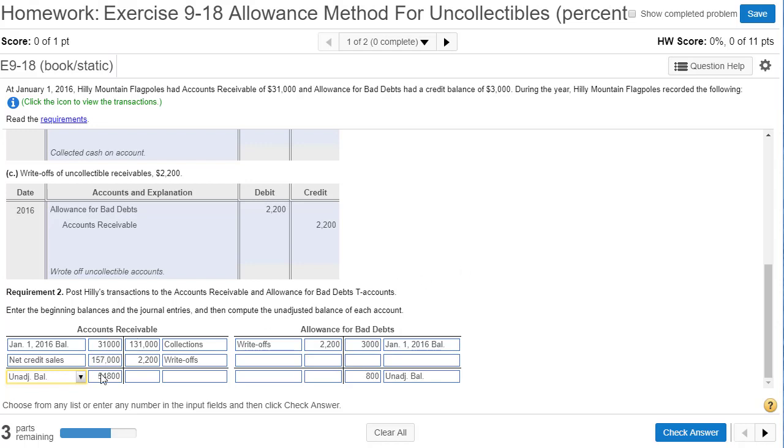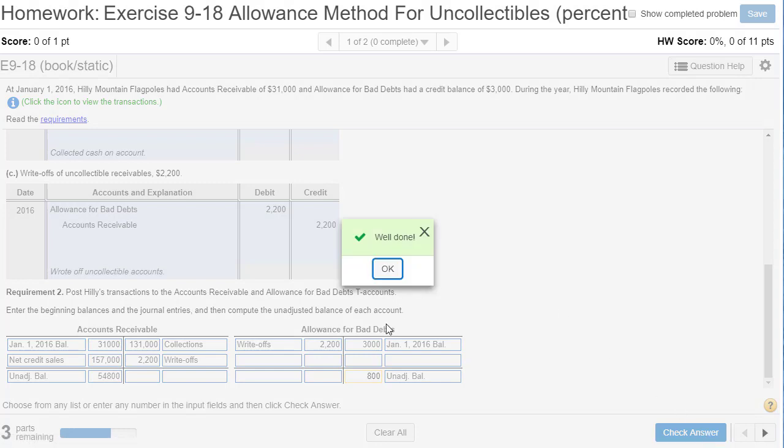So at this point in time, we have $54,800 owed to us from customers, and we think about $800 of it will not be collected. But we've got new information, so we're going to have to adjust that $800.